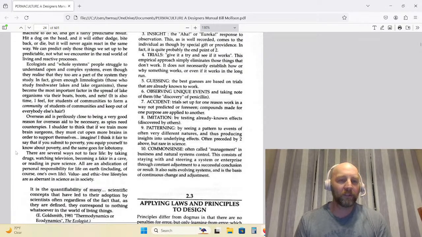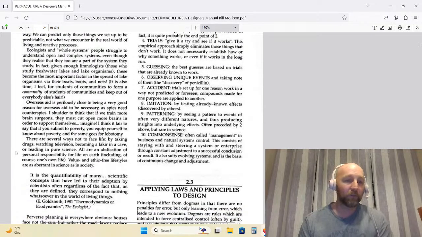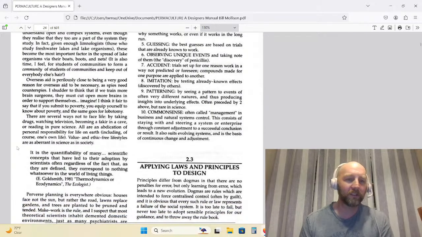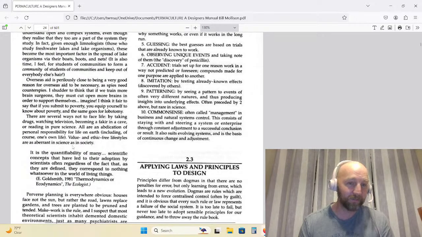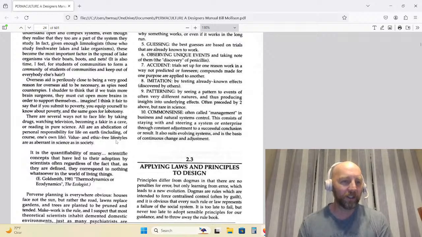There are several ways not to face life: by taking drugs, watching television, becoming a fakir in a cave, or reading in pure science. All are an abdication of personal responsibility for life on earth, including, of course, one's own life. Value and ethic-free lifestyles are as aberrant in science as in society. Let me read that one more time. Value and ethic-free lifestyles are as aberrant in science as in society.